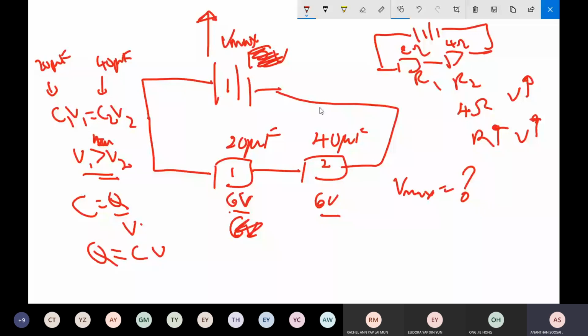Okay, 1 minute for you. Come on, give it a try. V max required. So what is the V max required? The maximum voltage. You raise the voltage until both can work without blowing. If you go slightly higher than this V max, the 20 microfarad will blow. What is the V max required?